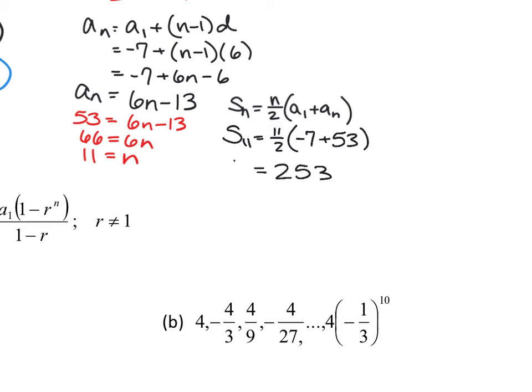Which, if we multiply that out in our calculator, we get 253. So that's the sum of that series. And yes, I could have just used the pattern and found the missing terms between the third one and the 11th one and added them. That's just about as much work as using the formula.